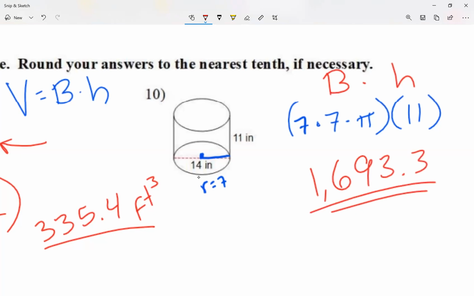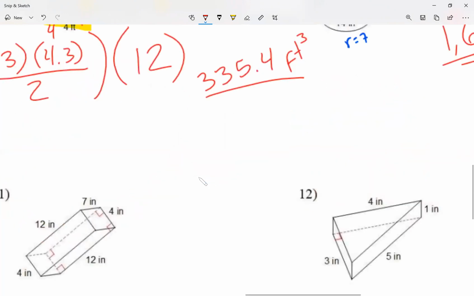My answer actually came out as a long, long decimal. I just rounded to the nearest tenth because that's what the instructions said. If it said round to 2 decimal places, then I would round it to 2 decimal places. All right, let's take a look at question number 11.